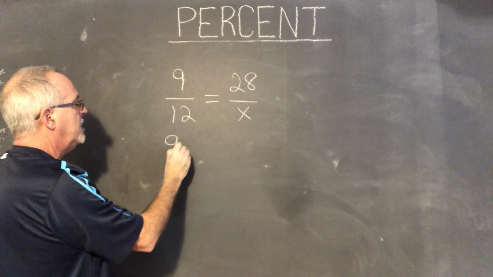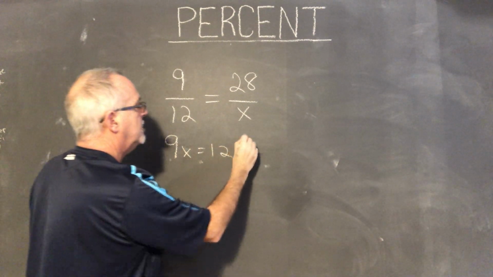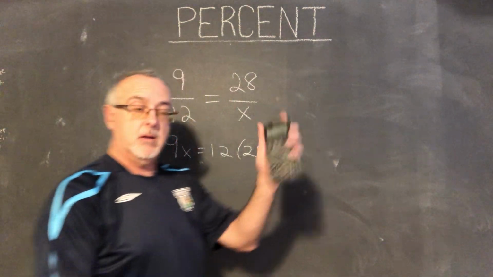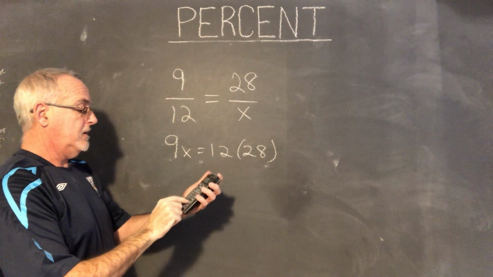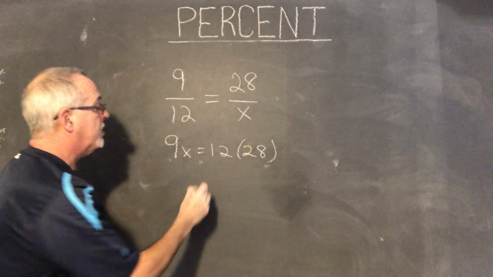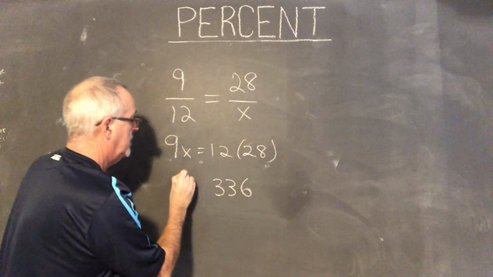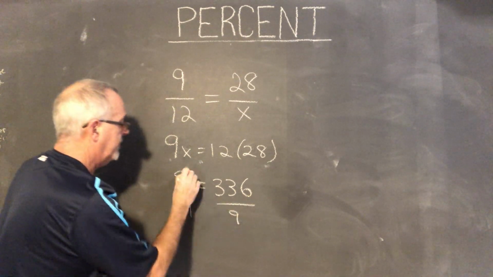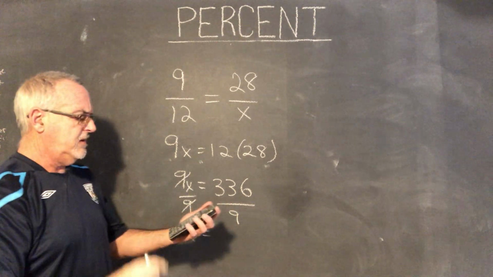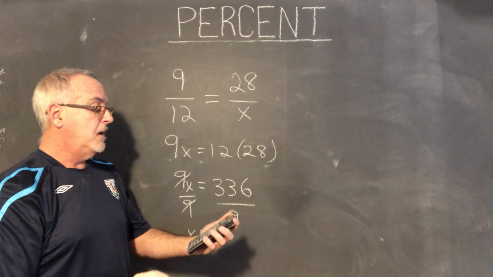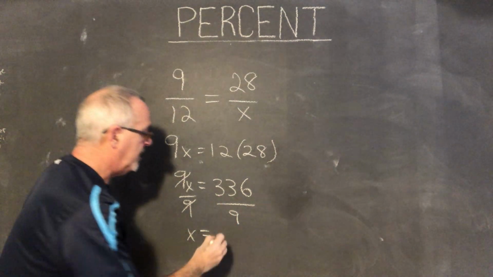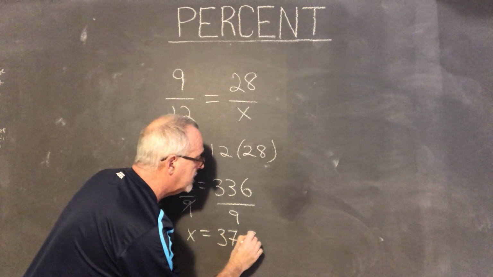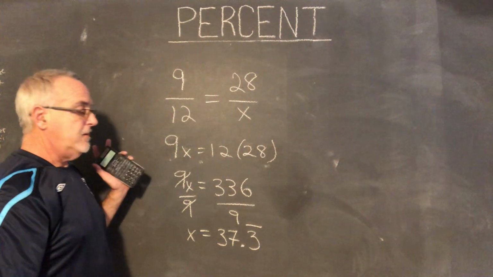Cross multiply, 9x equals 12 times 28. 12 times 28, I have my calculator. 12 times 28, 336. Now I'm going to divide both sides by 9. Cancel. X is equal to 336 divided by 9. I have another repeating decimal. I have 37.33333, so I'll write it as 37.3 repeating, and I'm done.